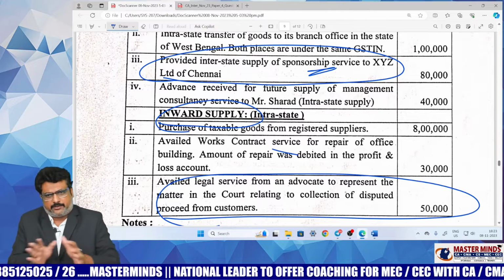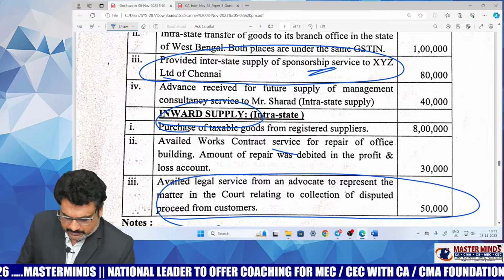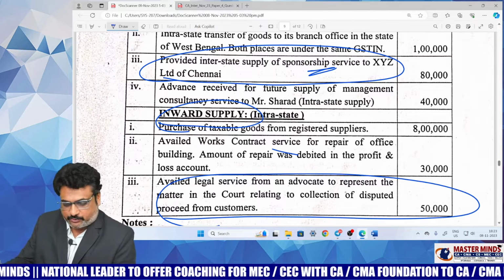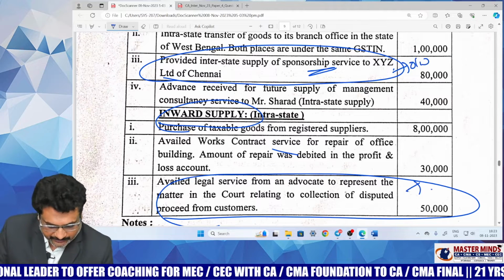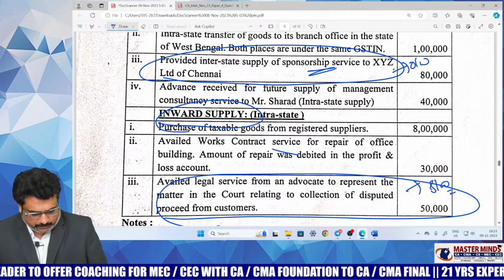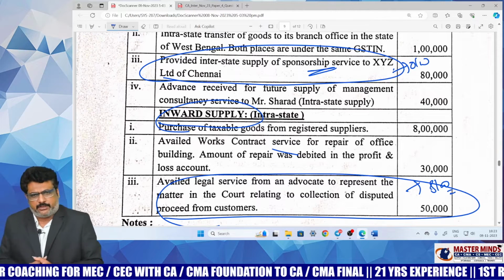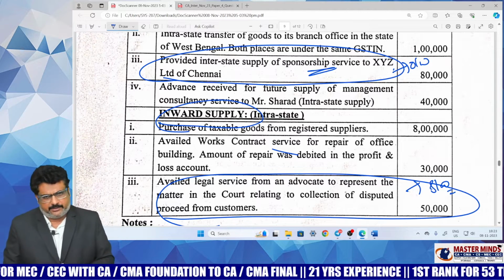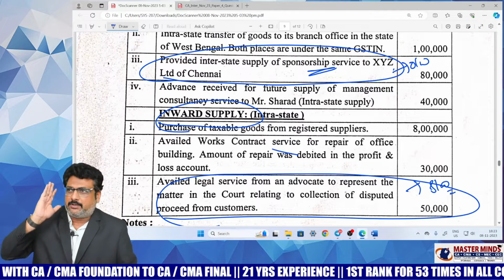If they are covered under RCM, one is the third point here, provided interstate supply of sponsorship service to XYZ Limited. This is outward supply and this is inward supply. Both are actually covered under RCM. But the third point refers to the outward supply and this point refers to the inward supply, so students will be a little bit confused in that exam mode.